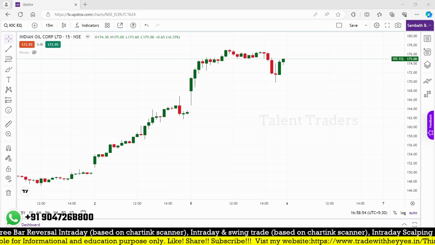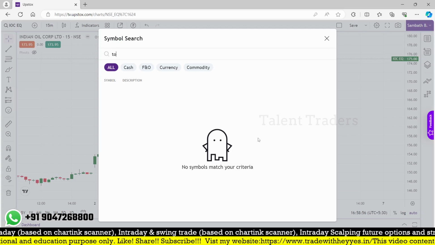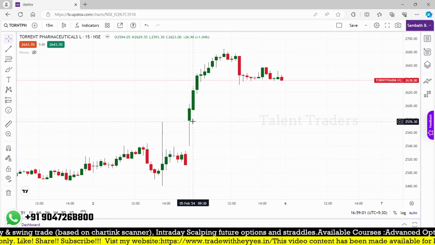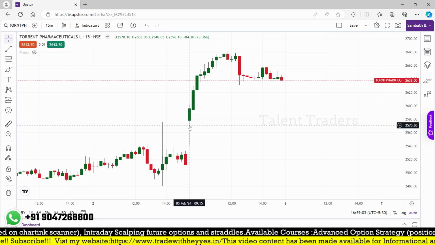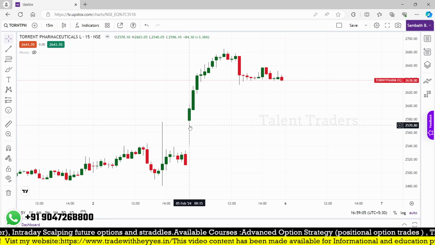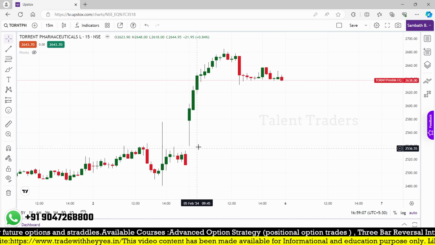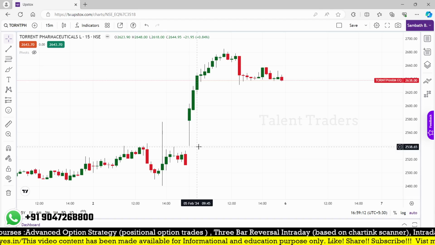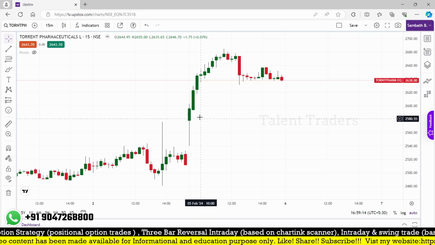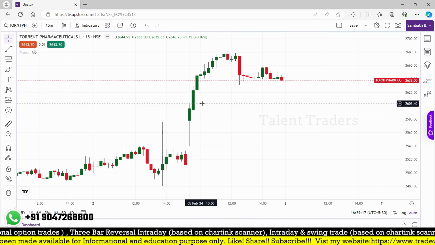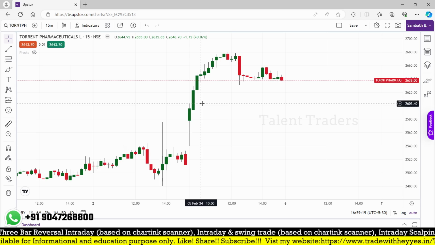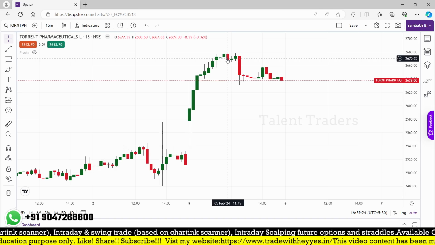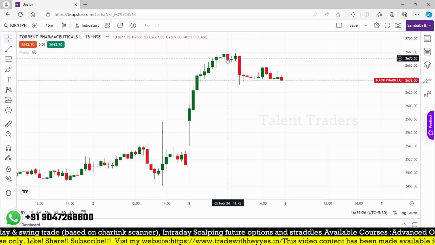Some of the stocks I saw today were IOC and Torrent Pharma, I think. Here you can see the candle opened at 2578 and the low made was 2540, so it moved around 30 points lower. Maybe it spiked or came down and recovered back after some time. That can be possible. But what we are looking for is a break of the high of that particular candle, and I look at that stock for a breakout opportunity. If you focus on one or two stocks for a day, that's good enough.